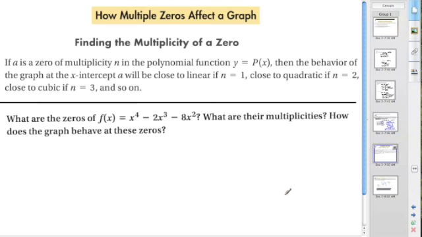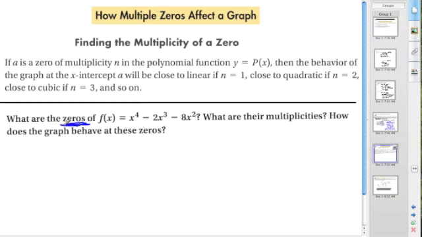Now multiplicity. What does multiplicity mean? It actually means how many times a zero shows up. So if you have a solution that shows up twice, that's multiplicity 2. If you have a zero that shows up 3 times, it's multiplicity 3, and so forth. So here, they want to know what the zeros are.